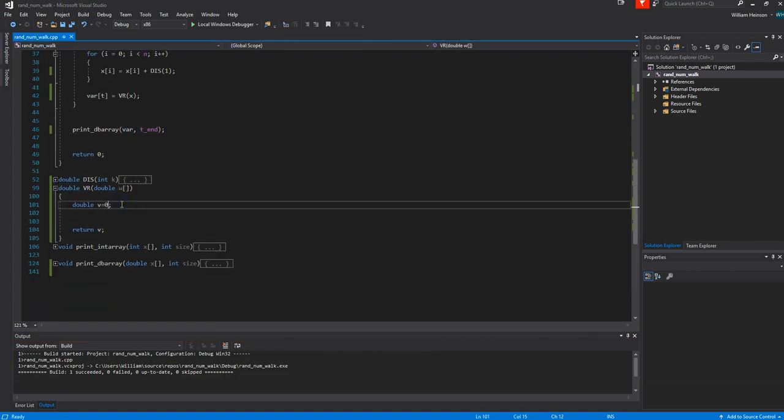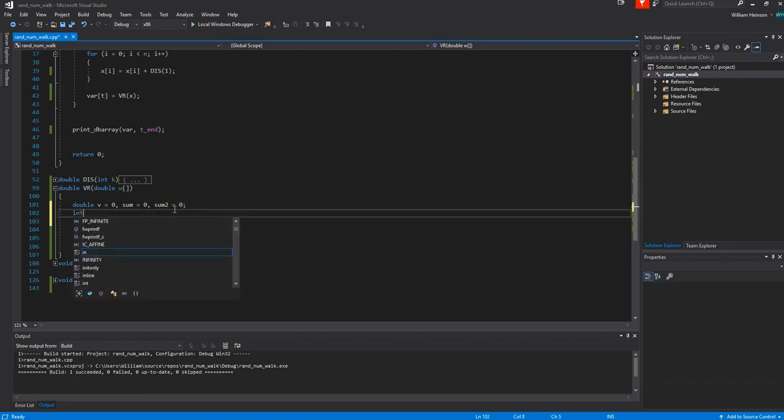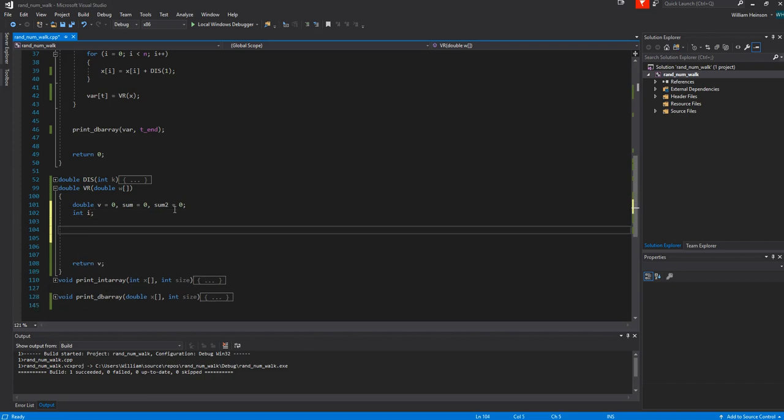We also want to have, how do you want to do sum? A lot of people like to use sum equal to 0 and sum 2. I've seen that a lot. That's fine. Equal to 0. Oh, and we want an integer. I like to just do all my variables at once. So we want to do a for loop. For i equals 0, i is less than n, i plus plus.